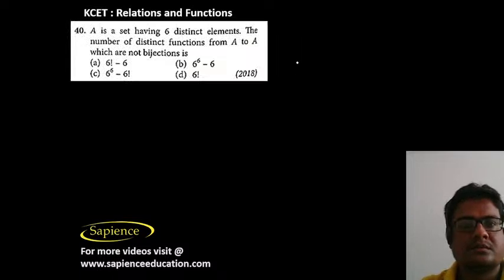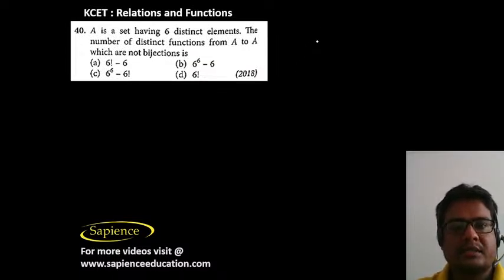Then here it is told A is a set having 6 distinct elements. So the number of elements in the set A is 6, 6 different elements are there. Find the number of distinct functions from A to A which are not bijections.